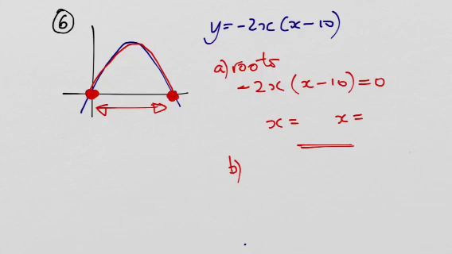Part B, calculate the maximum height reached. Well, this is very, very similar to last week's question 1. We need to work out the axis of symmetry, which is x equals. How do you get that? It's halfway between these numbers over here. Once you've got the x number, all you need to do is substitute that x number into your formula up here, and that tells you the y number.